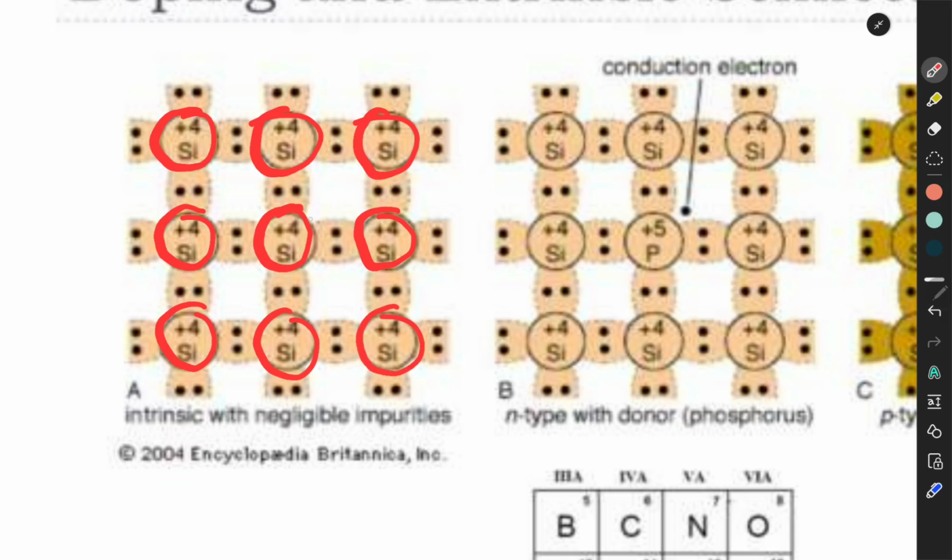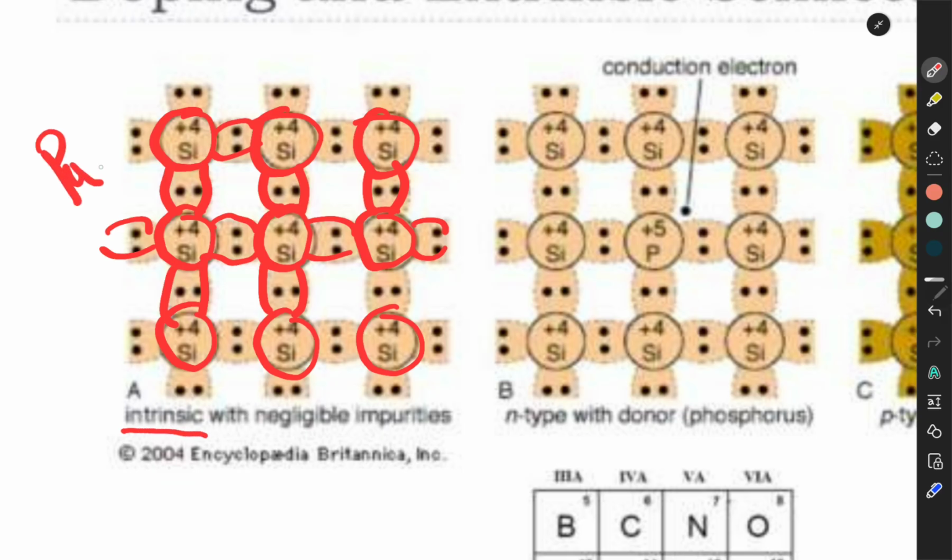All are silicon atoms only, forming covalent bonds by sharing their 4 outermost electrons with the outermost electrons of the neighboring atoms, right? In this way, this can be said to be an intrinsic, pure form of semiconductor where no impurity is added.